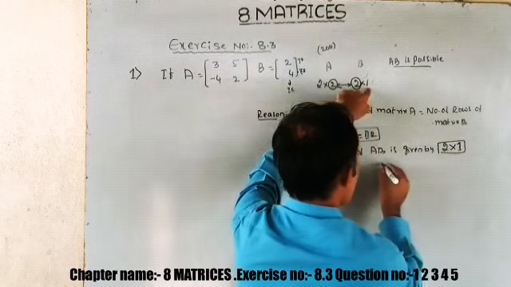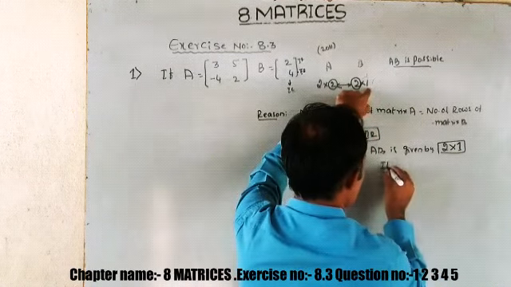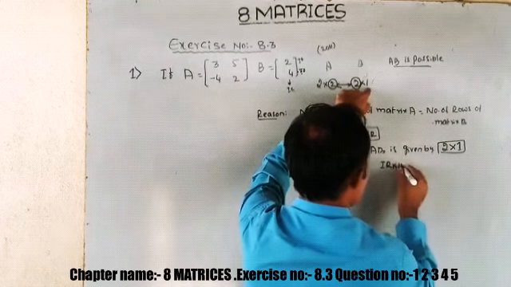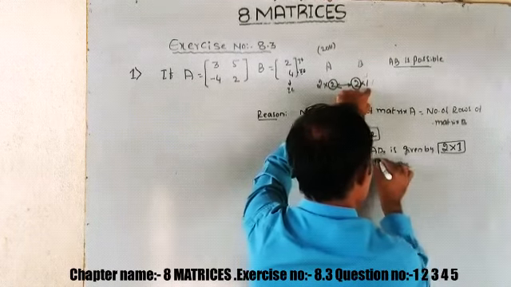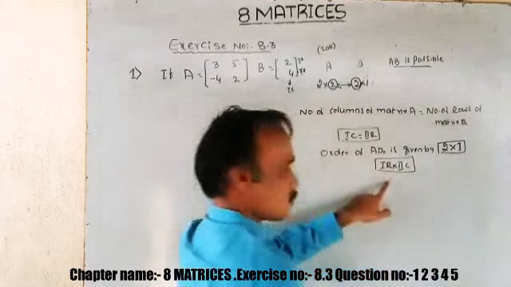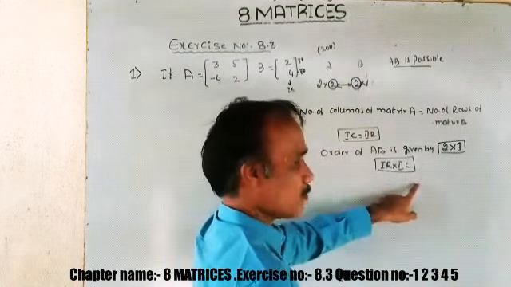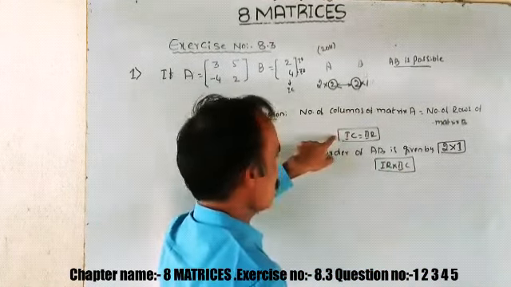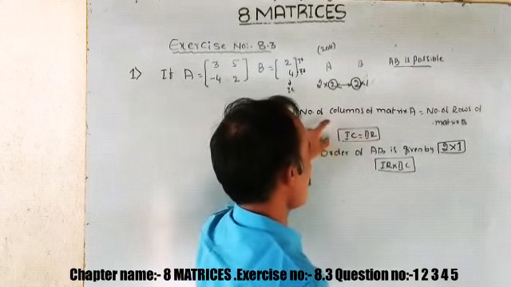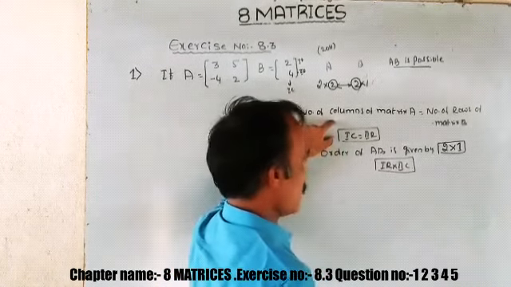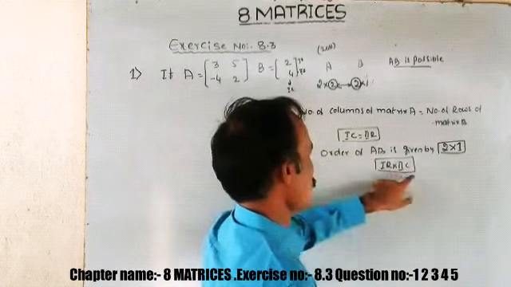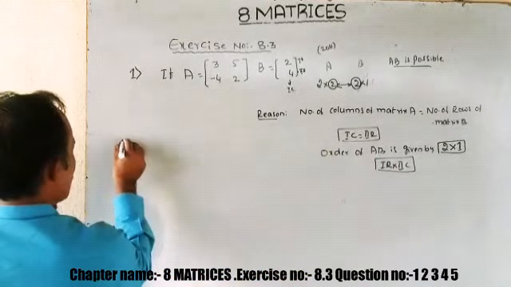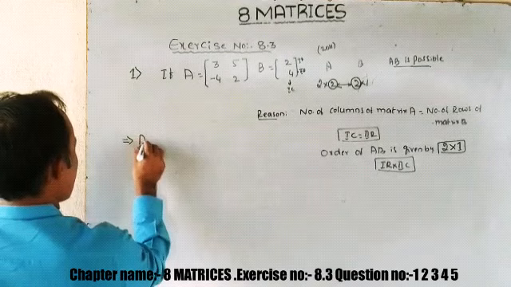Okay? So the rule is first row into second column. While you are finding the order, you must remember this rule. First row into second column. Before this, very important: first C is equal to second R. So this is the rule for multiplication. Now, see the procedure. Yes, AB is possible.